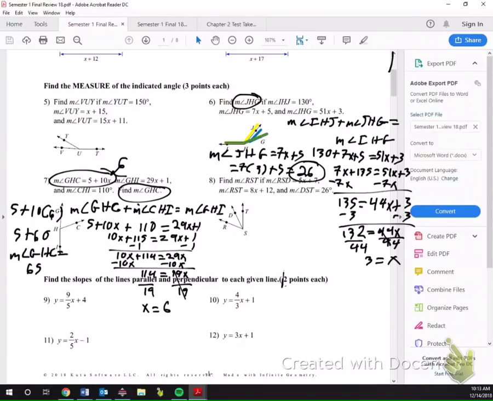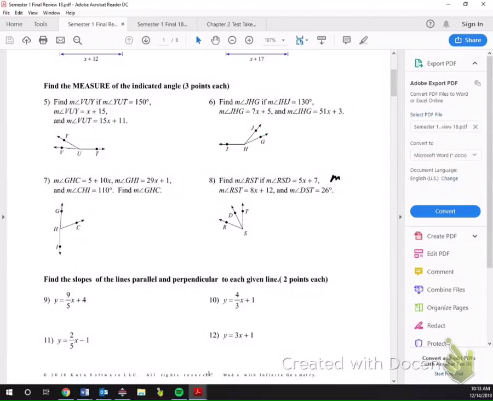Number 8. Same idea. The measure of angle RSD plus the measure of angle DST is equal to the measure of RST. So then we add them together.